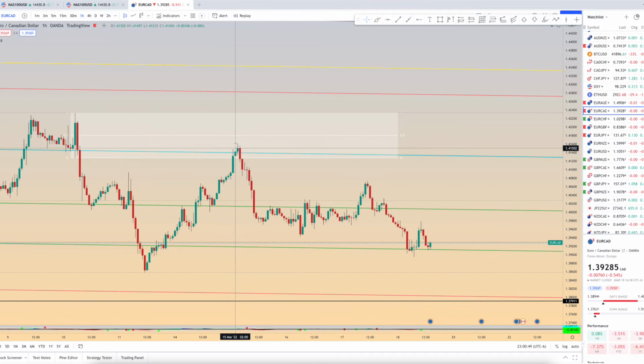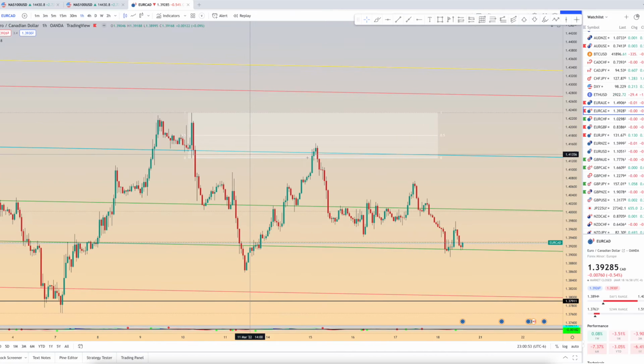But this kind of entered the zone and rejected even before hitting that 50%, so we could be seeing very strong bearish sentiment on this currency pair itself.